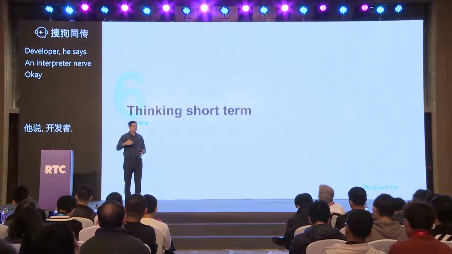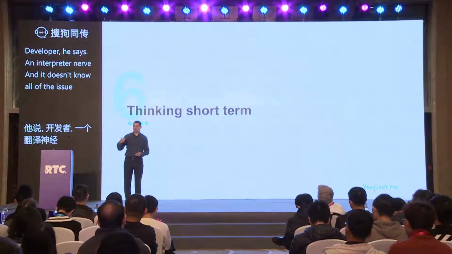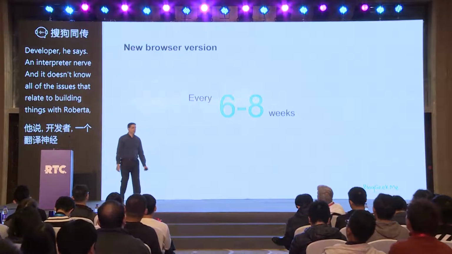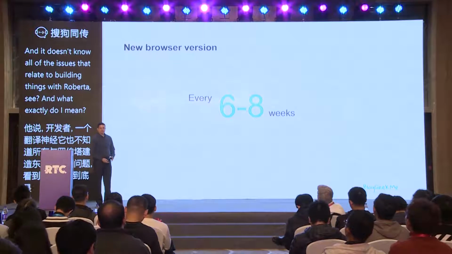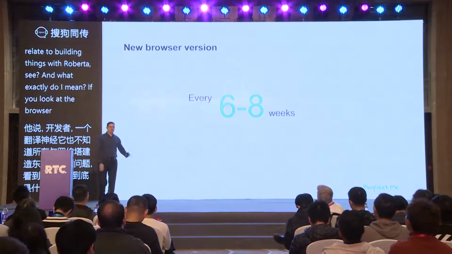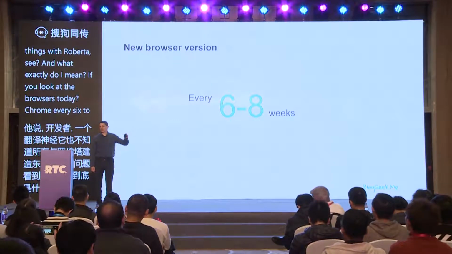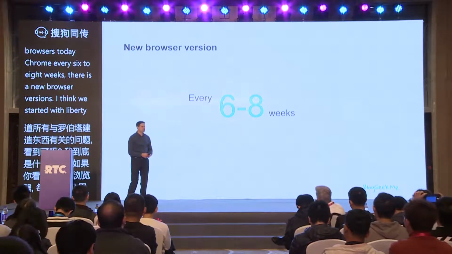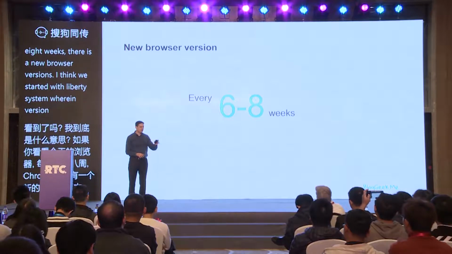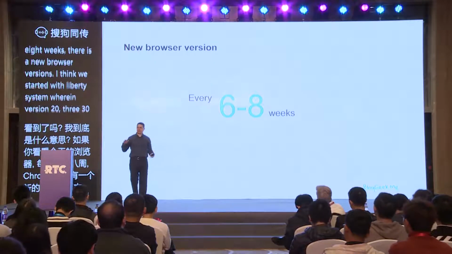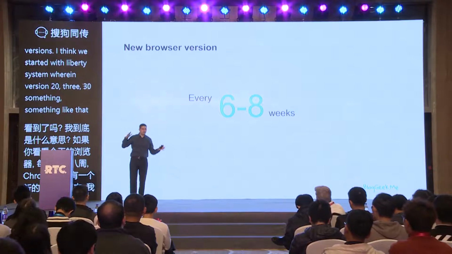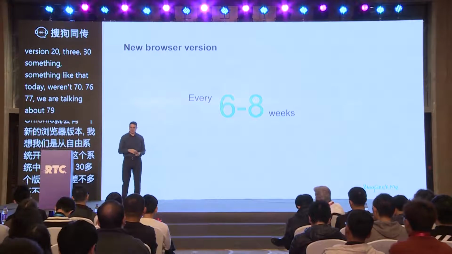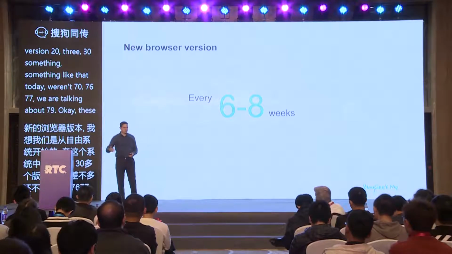Okay? And he doesn't know all of the issues that relate to building things with WebRTC. And what exactly do I mean? If you look at browsers today, Chrome, every 6 to 8 weeks there is a new browser version. I think we started with WebRTC somewhere in version 23, 30 something like that. Today we're in 70, 76, 77, we're talking about 79. Okay, these versions run really fast.